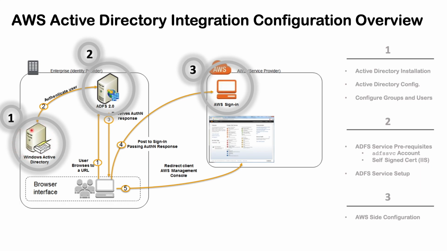So this whole configuration is broken down into three main parts. First, we will configure the Active Directory service. Second, we will configure the Active Directory Federation Service and set up the trust relationship with AWS. And finally, we will configure AWS to trust ADFS, configuring the IDP provider. All right, so let's take a look into it.